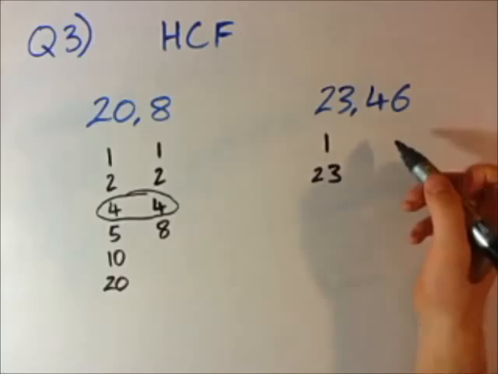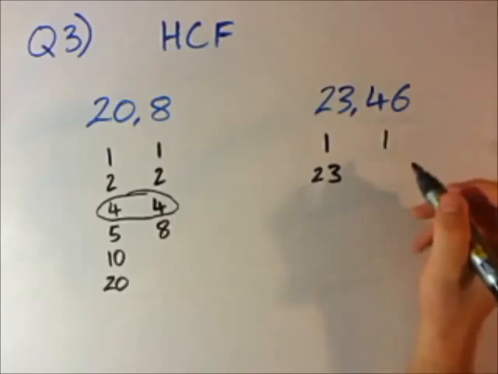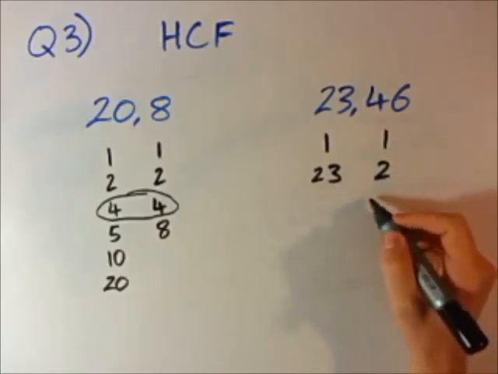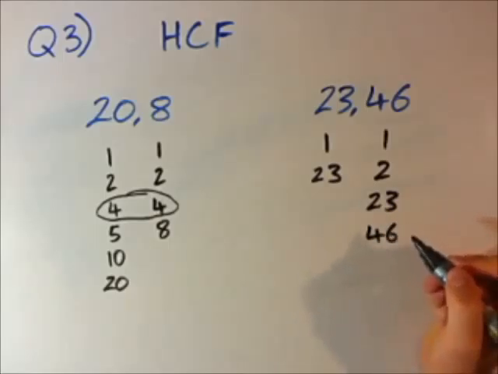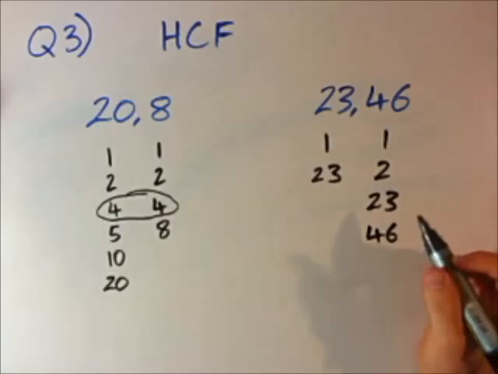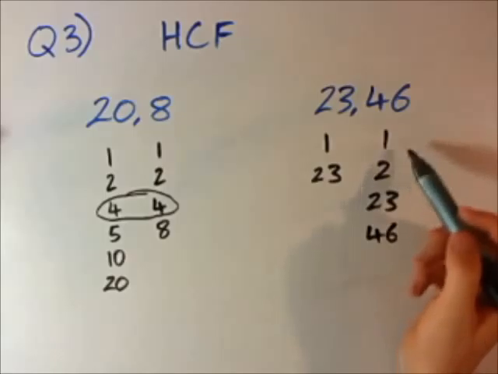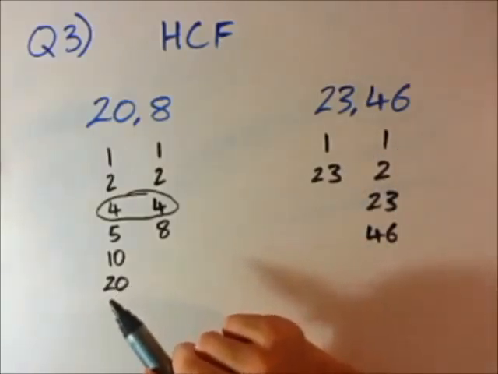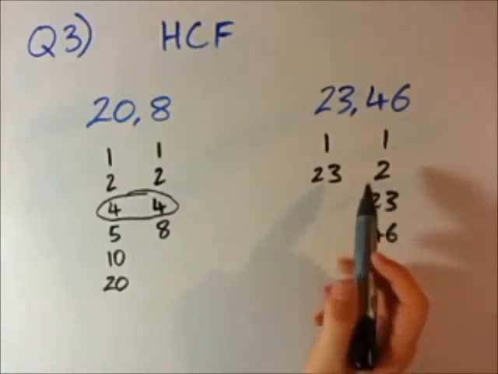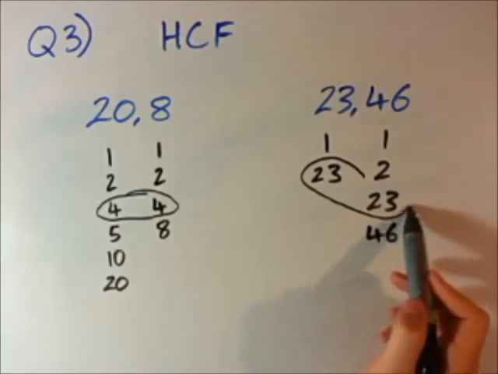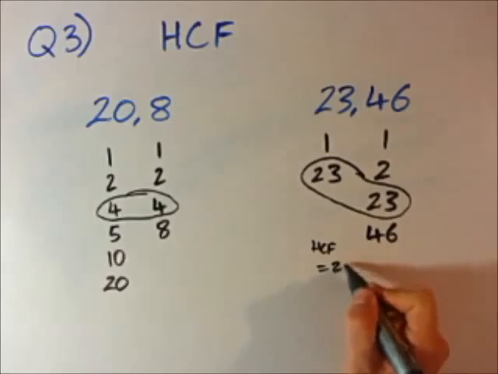So let's look at 46 now. We've got 1 is definitely, 2 is definitely, and 23 and 46. So these are the factors of 46. This might take you a little longer to find out, but I've done a fair bit of practice on this. So we have the factors now of 23 and 46. What's common to both? Well, 23 is common to both. So that's our highest common factor, equals 23.